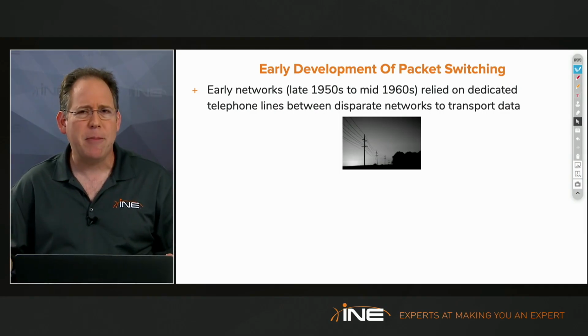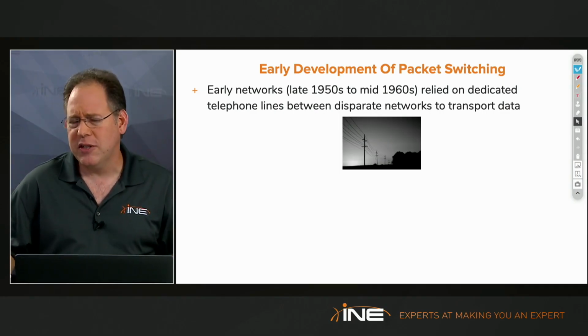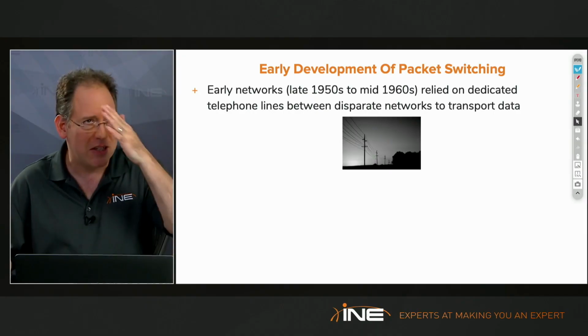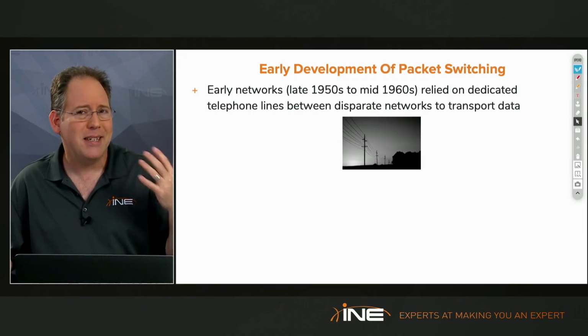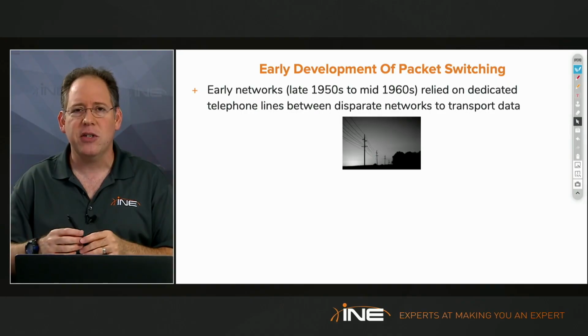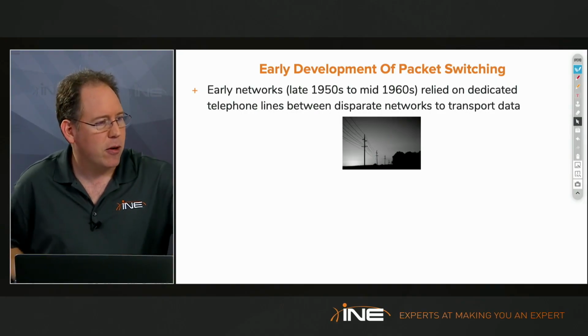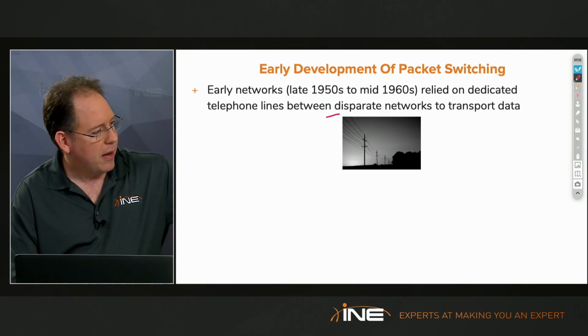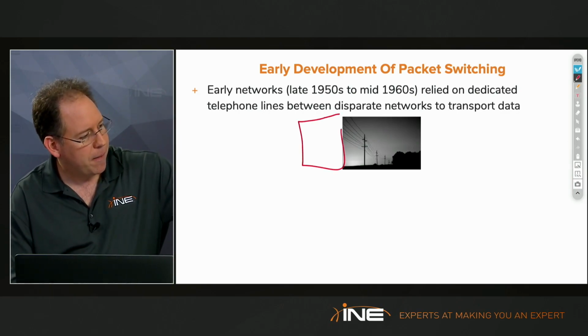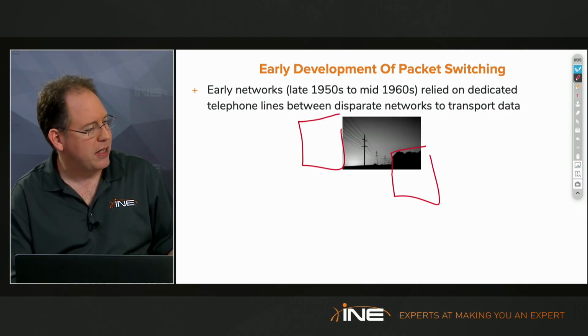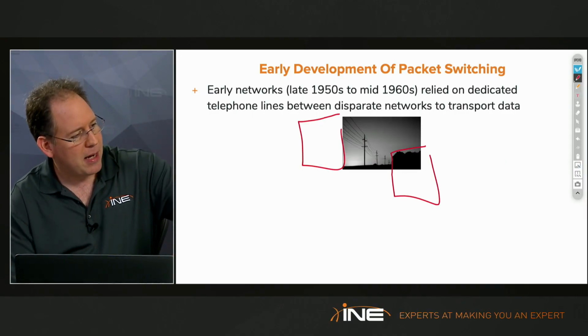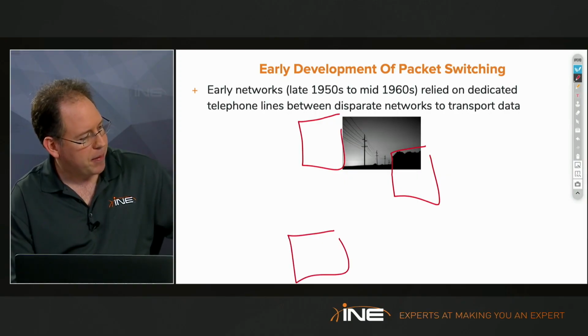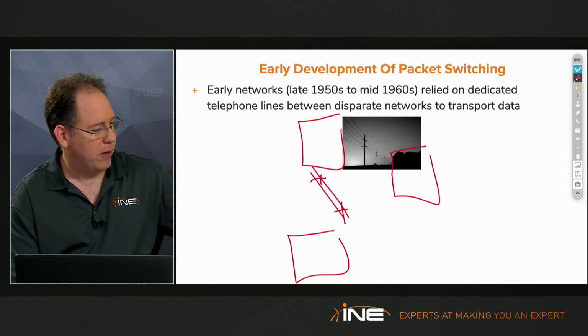Not long after that, people realized we could use this exact same technology, these exact same wires, to transmit data as well. And so they started using it for that. So now in the early networks, it looks something like this. You might have a company here and a company here at the other end of these telephone lines, and maybe another company here with some telephone lines between them. Imagine those are telephone lines right there.